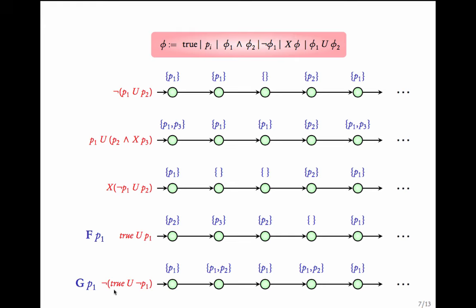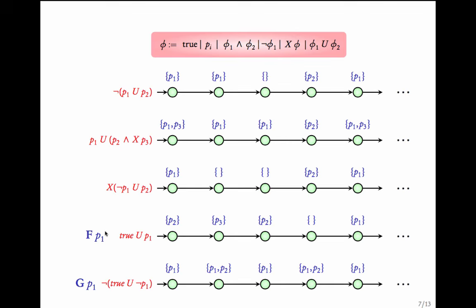So G of P1 can be written using operators given in this grammar. G of P1 is just not of true until not P1. It is not the case that P1 becomes false at some point in the word. Please try to understand the meaning of F P1, G P1 in terms of the until. As long as you realize that F and G can be written using until, that's good enough.